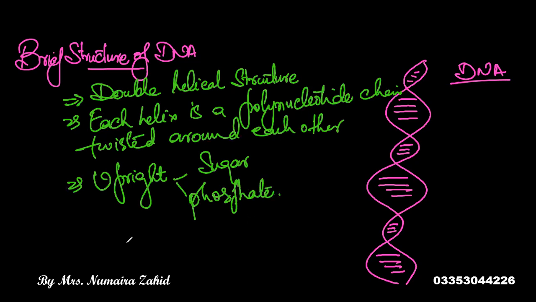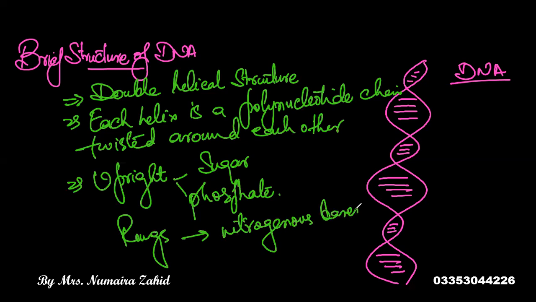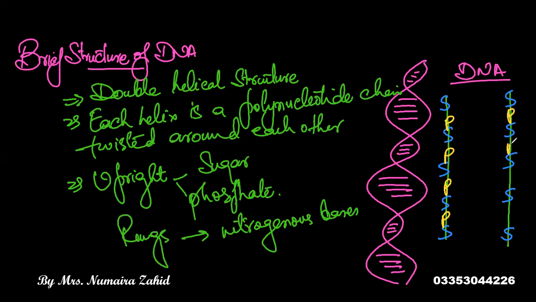But the inner part, which is called the rungs, is made up of nitrogenous bases. Okay. So if we open it up, it will make up a ladder. There are 2 strands. And in this ladder, we can see that there is sugar. Like this, sugar and phosphate groups are making up the uprights. Okay. And nitrogenous bases are making the rungs.